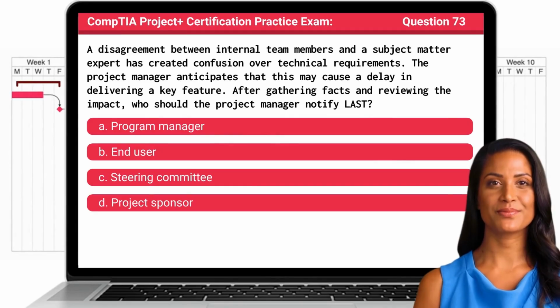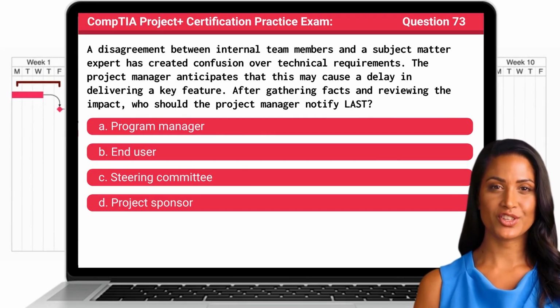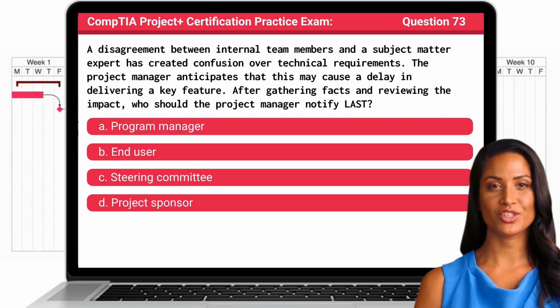Question 73. A disagreement between internal team members and a subject matter expert has created confusion over technical requirements. The project manager anticipates that this may cause a delay in delivering a key feature. After gathering facts and reviewing the impact, who should the project manager notify last?